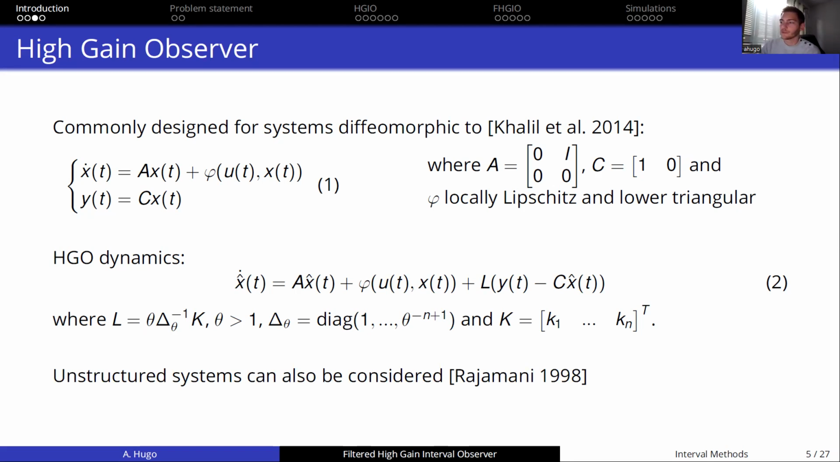Some results can also be obtained for unstructured systems, but we will have to take into consideration more hypotheses. And one thing that I've talked about is that high-gain observers provide an exponentially stable convergence of the state estimation. So the error converges exponentially.